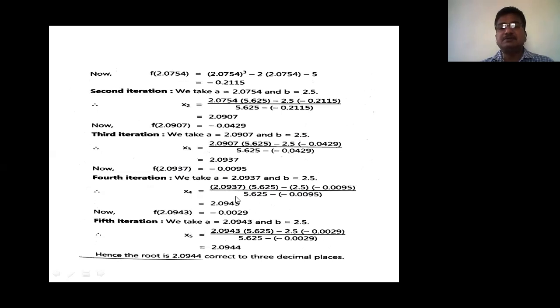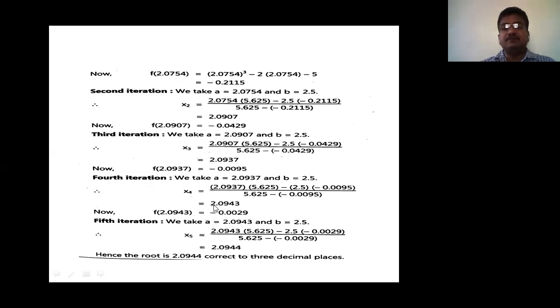So this completes, and we have this answer. Again, the value of the function at this point, 2.0943, is negative. So the value at this point is negative, at b it is positive, and therefore the root lies between 2.0943 and 2.5. So again a is this and b is this, and then again find the value.